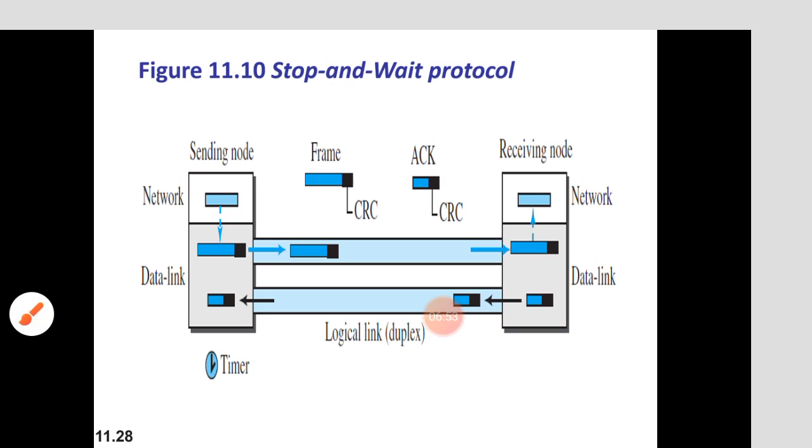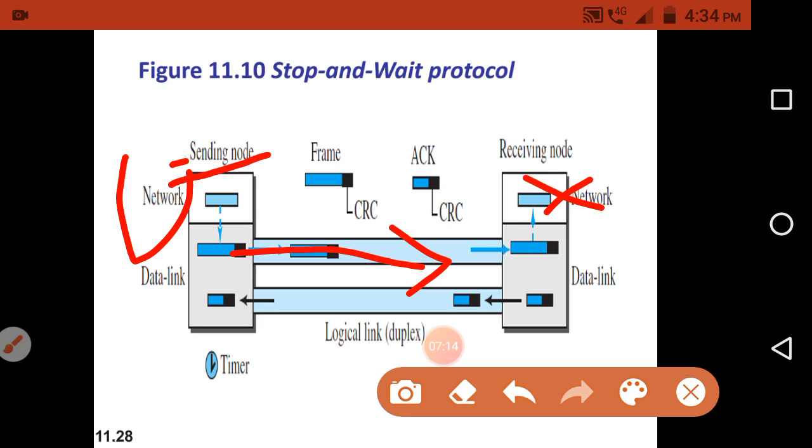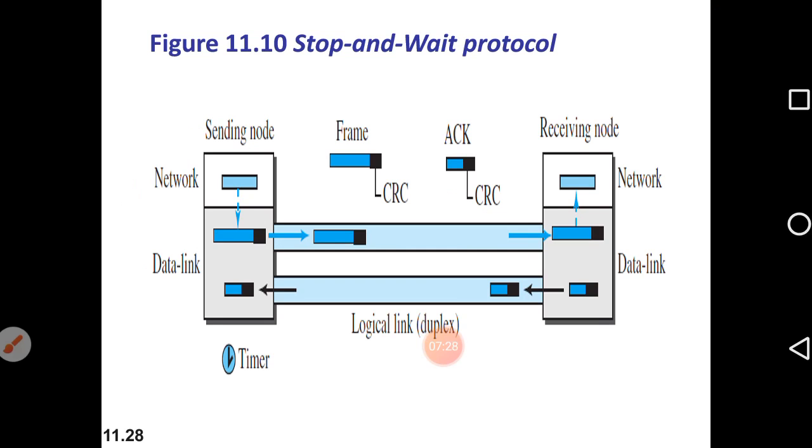There is another point: whenever the sender has sent the frame, it will save a copy of that particular frame in its buffer. Why? Because whenever the receiver receives a corrupted frame, the receiver cannot send any acknowledgement to the sender node. At that time, the sender node uses that copy of the frame and resends it to the receiving node. So that's why the sender node has saved the copy of the frame in its buffer. Okay, so this is all about the layout of the stop and wait protocol.